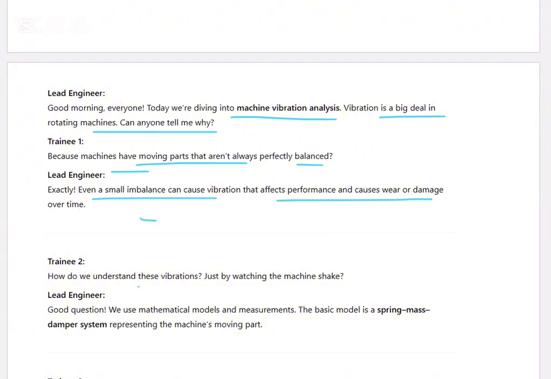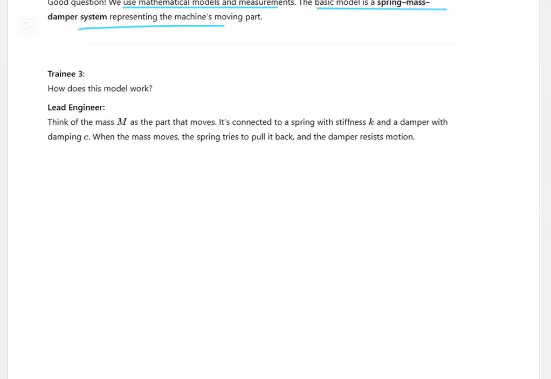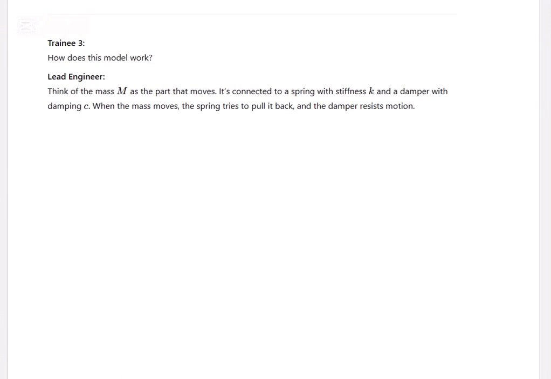How do we understand these vibrations? Just by watching the machine shake? No, we use mathematical models and measurements. The basic model is a spring mass damper system to represent the machine's moving part. How does this model work? Think of a mass M that moves. It's connected to a spring with stiffness K and a damper with damping C. When the mass tries to move, the spring tries to pull it back and the damper resists the motion.